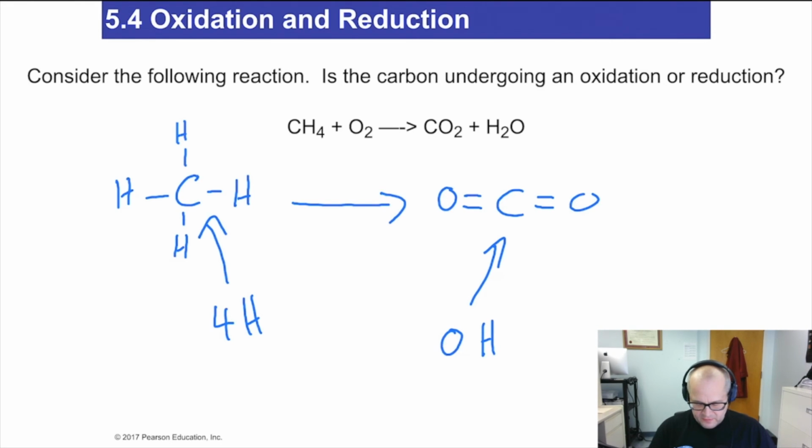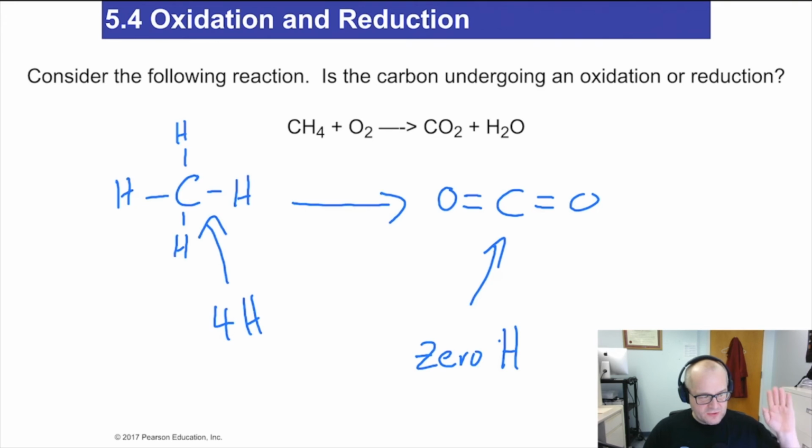Let me do that differently because it looks like OH. 0. Z-E-R-O. 0 hydrogen. Okay? So going from left to right, the carbon atom is losing hydrogen. Losing hydrogen is an oxidation. It's also gaining oxygen. And gaining oxygen is an oxidation. Isn't that cool? See how easy that is?